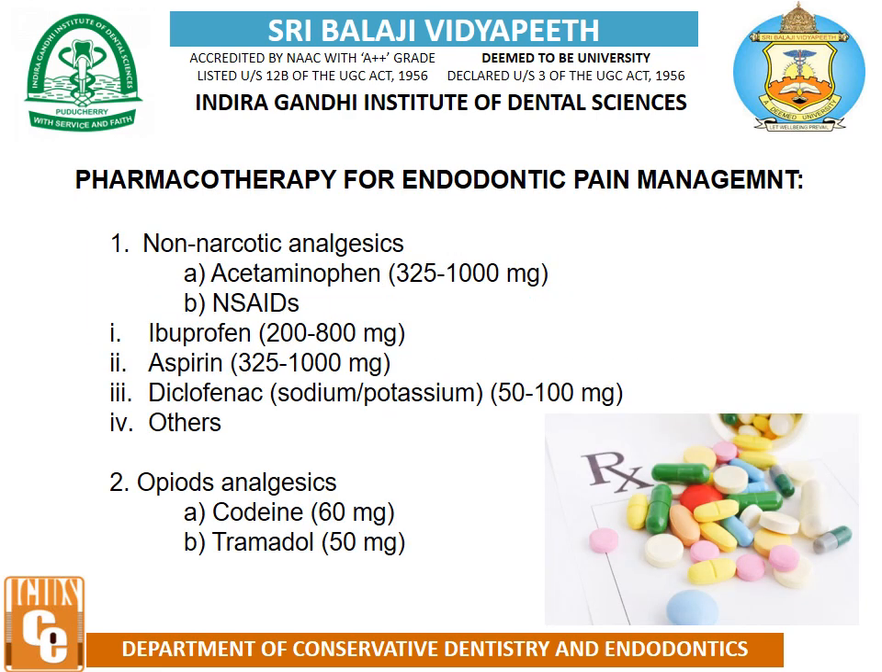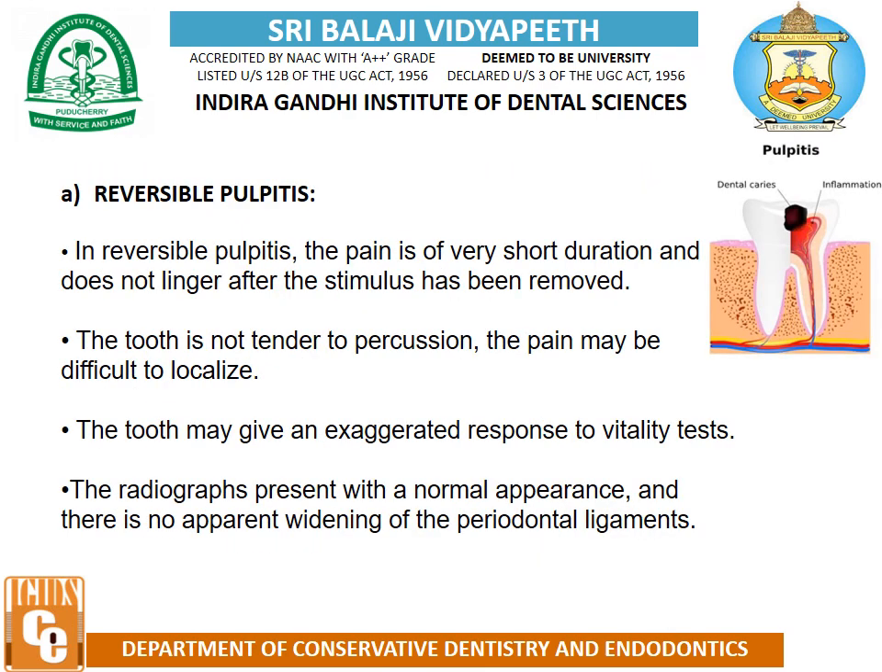Pharmacotherapy for endodontic pain management: non-narcotic analgesics are acetaminophen 325 to 1000 mg; NSAIDs are ibuprofen 200 to 800 mg, aspirin 325 to 1000 mg, diclofenac 50 to 100 mg, and others. Opioid analgesics are codeine 60 mg and tramadol 50 mg.